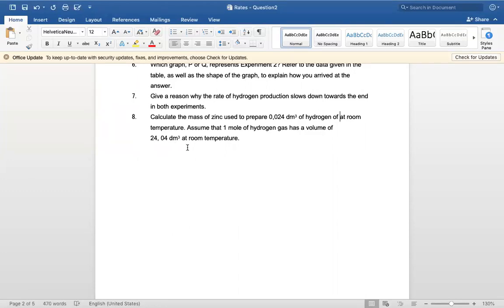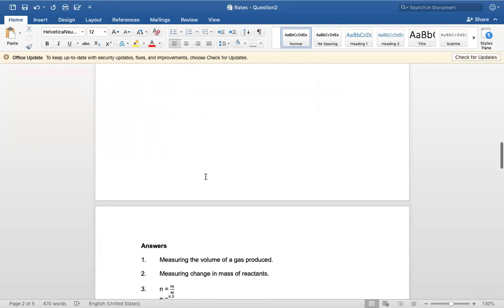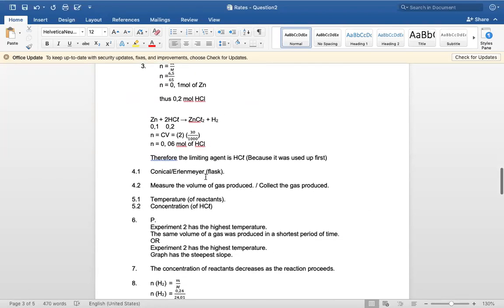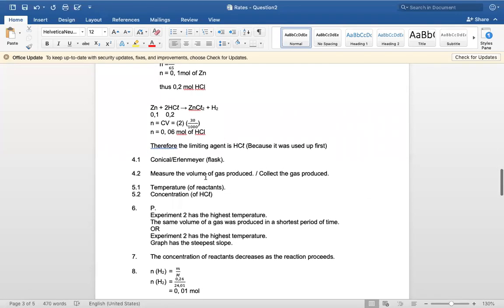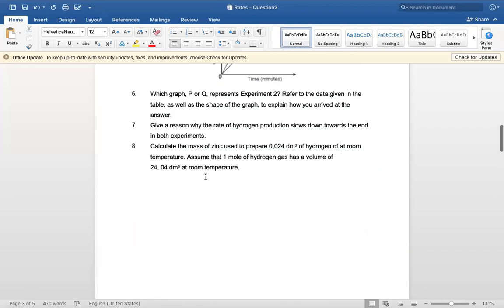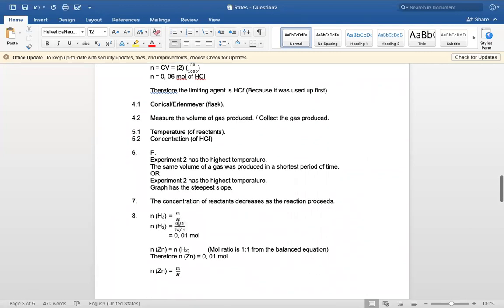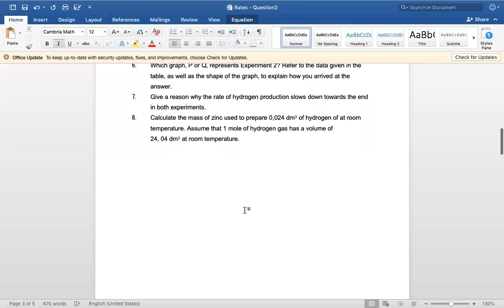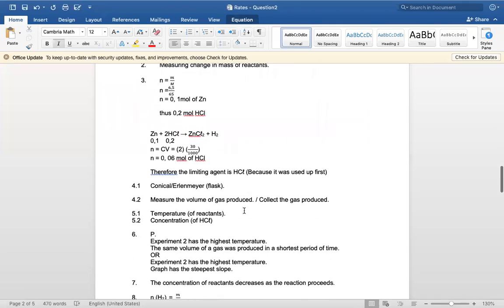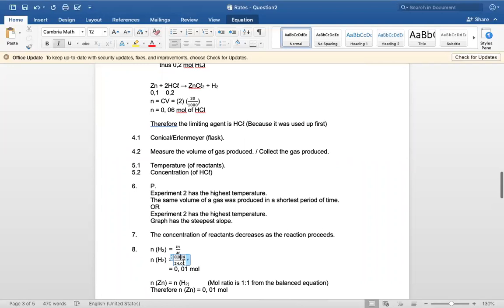All right, and what do we get? What's the volume of hydrogen? Let's see what we did. Is it 0,24? 0,024, the answers are wrong here. 0,024 over 24,04. I don't have a calculator in front of me. Can somebody give me this answer?